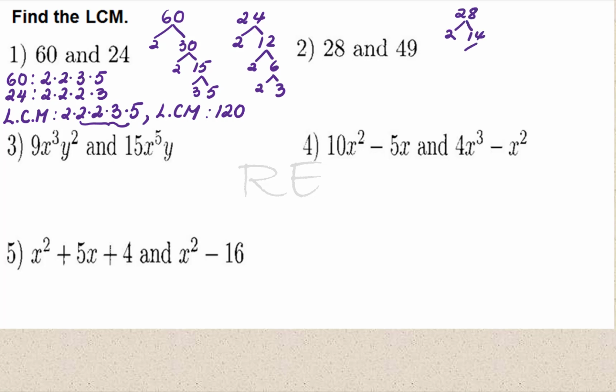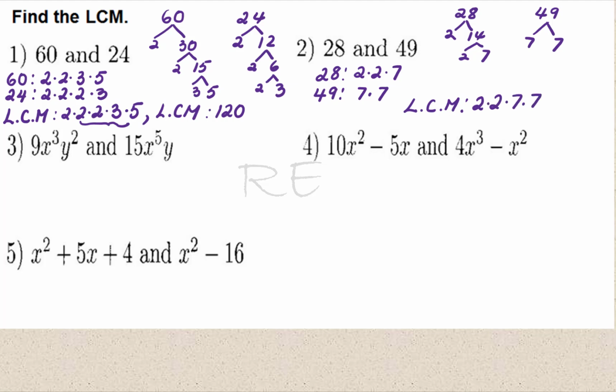28 is 2 times 14, which is 2 times 7. So 28 is 2 times 2 times 7. And 49 is 7 times 7 as a product of primes. So the greatest number of 2's is 2 times 2. And the greatest number of 7's is 7 times 7. Therefore, our LCM is 196.